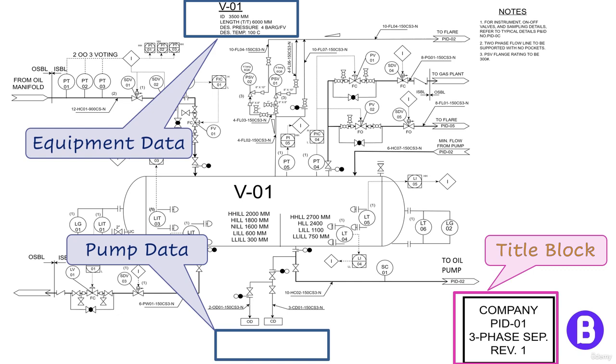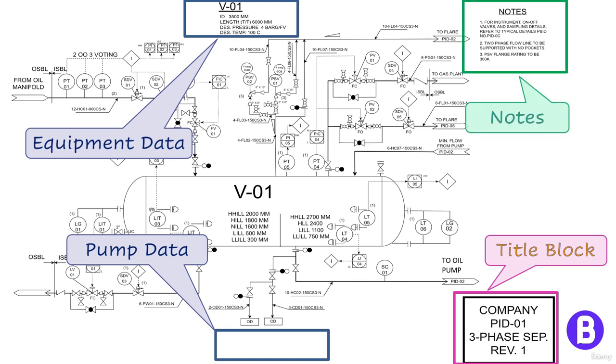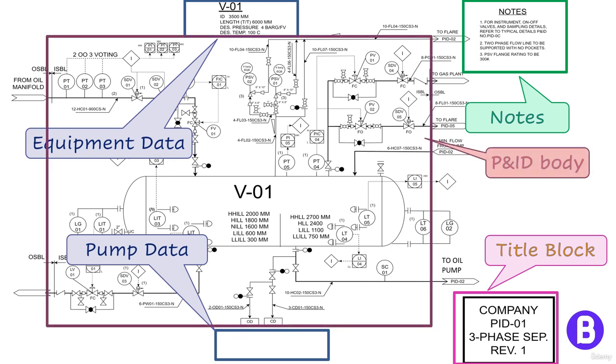Also, on the P&ID here, we can see the notes section on the top right. Here we shall add miscellaneous notes that should be considered by the one who reads the P&ID or somebody working based on the P&ID, such as our piping or instrumentation colleagues. And here comes the main body of the P&ID, which shows the main P&ID components and equipment.